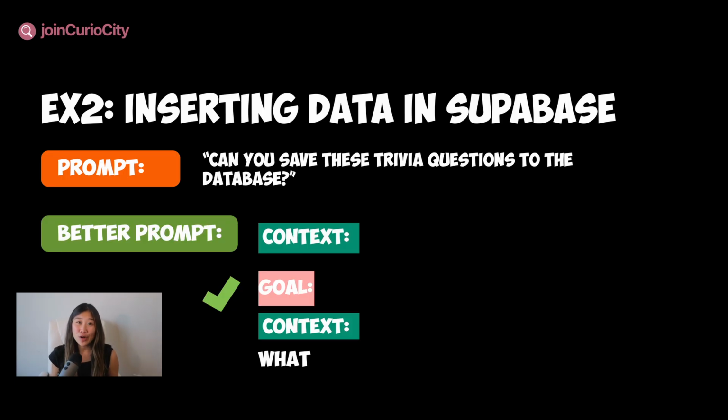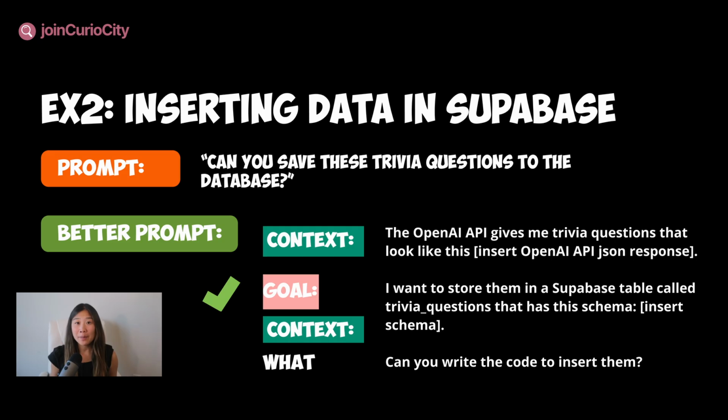Now pause and try rewriting the prompt using the 4 principles we taught earlier. How can you make the prompt clearer, more focused, and more helpful for your AI coding tool? Take a moment and try it out for yourself. A better prompt might look like, the OpenAI API gives me trivia questions that look like this, and insert an example of the trivia question. I want to store them in a Supabase table called trivia questions with this schema, and you insert the schema. Can you write the code to insert these questions?